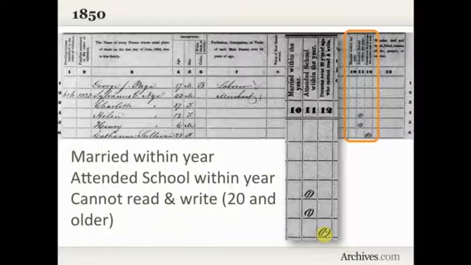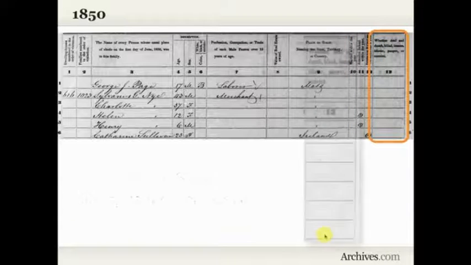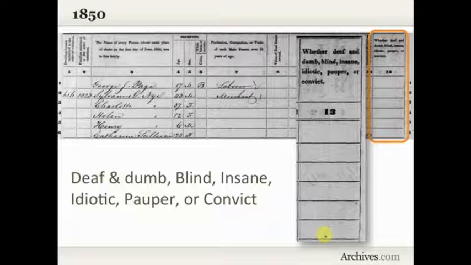The last column in the 1850 census is something that seems kind of harsh. It's terms that we certainly wouldn't use today, but it was the terminology that was used at the time. And that's the last column in the 1850 census, where they're asking about disabilities. And specifically, they were supposed to mark if the person was deaf and dumb, blind, insane, idiotic, a pauper, or a convict. And they were actually supposed to spell this out. Obviously, they're not terms that we use today. We find them offensive today, but they were the terms that were being used at the time in 1850.